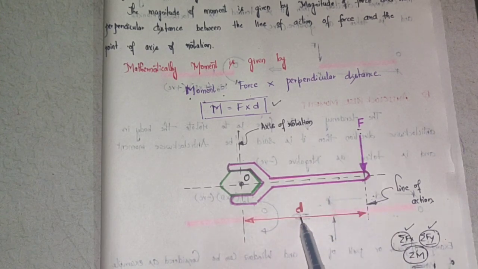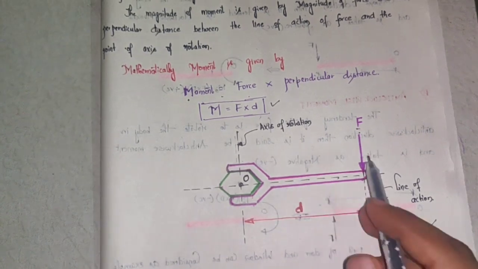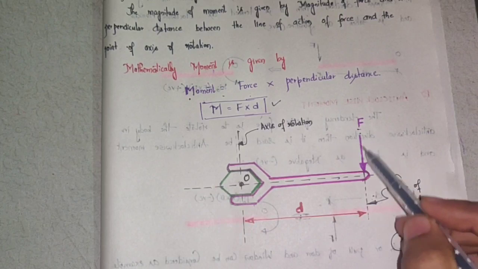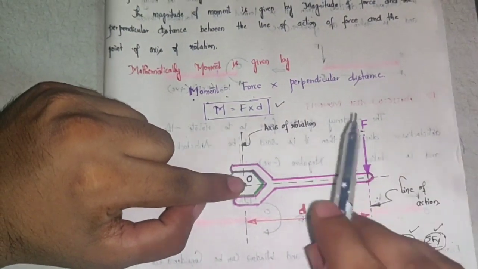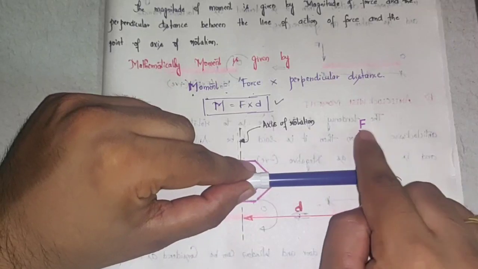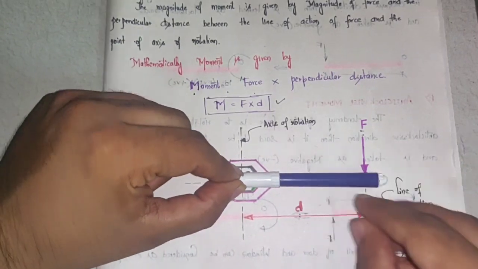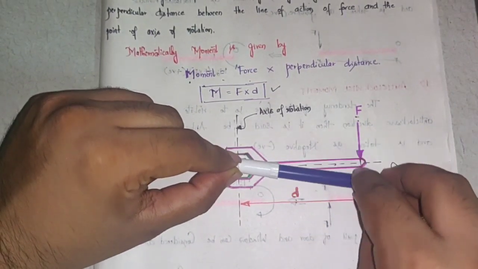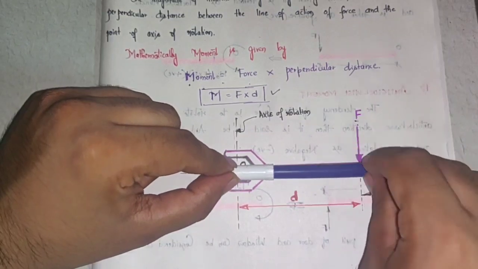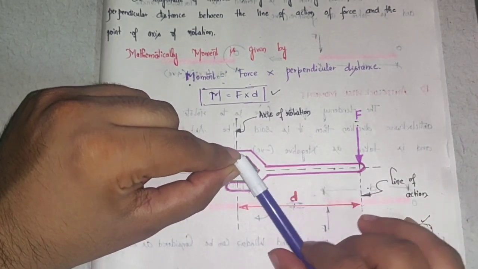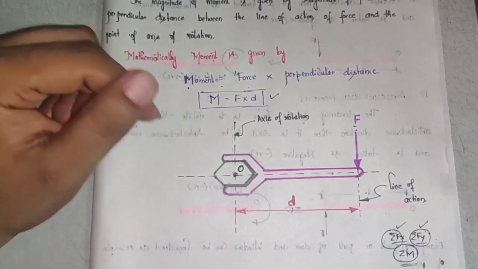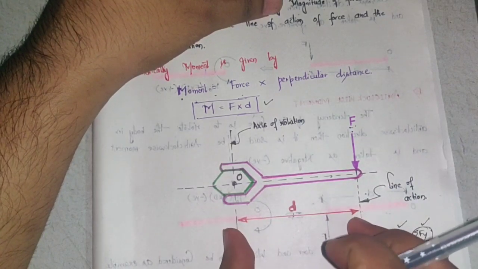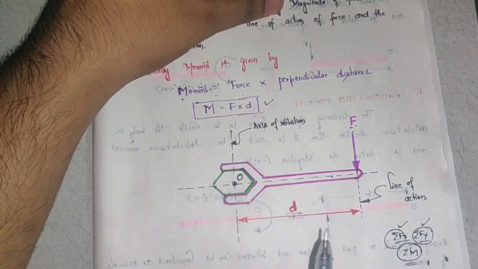After we apply force into perpendicular distance, how will the spanner rotate? The force is acting downwards. About this point O, the spanner rotates like this because of this applied force F. So what is the magnitude with which the spanner rotates? The magnitude with which the spanner rotates is force into the perpendicular distance.